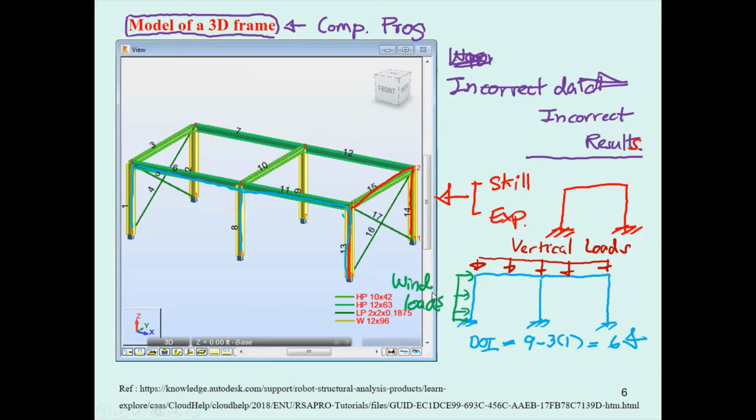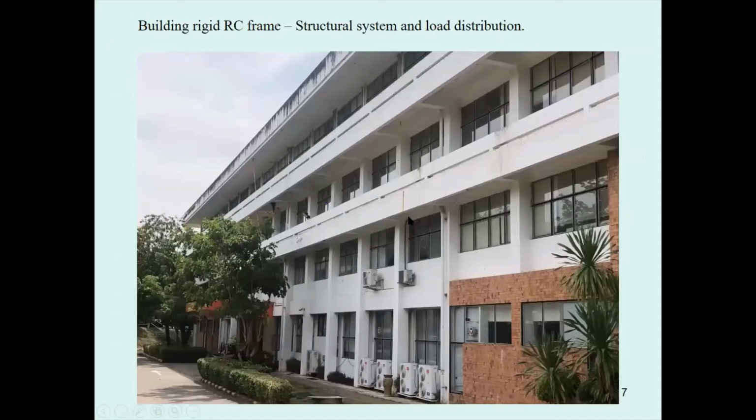Okay, let me conclude that there are computer programs, even 3-dimensional computer programs, and again, incorrect data will provide an incorrect result from the computer program. You need skill and experience before you can use the computer program correctly. And there are a lot of structures that are complicated, more complicated than we can do the frame analysis.